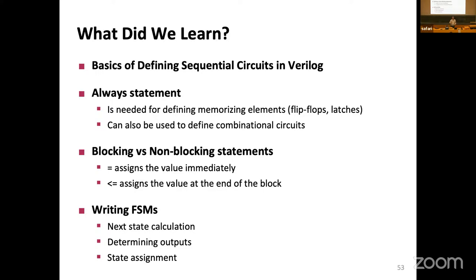Thanks a lot. So next week, we will be talking about the need for verification. We will talk about timing. We will talk about elements for sequential circuits in timing.